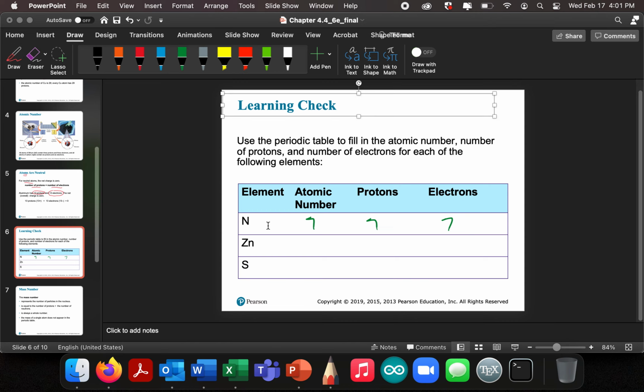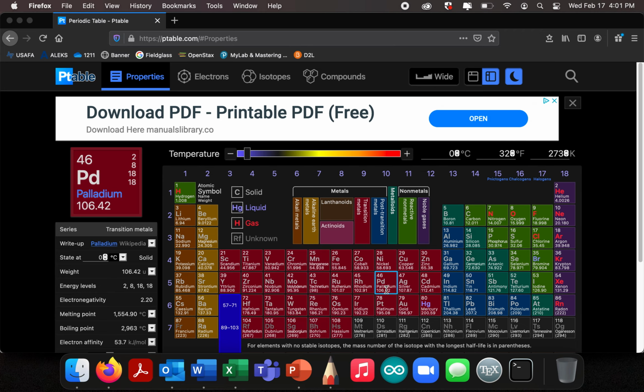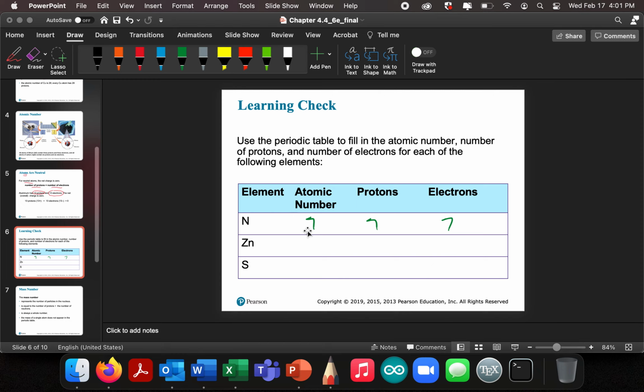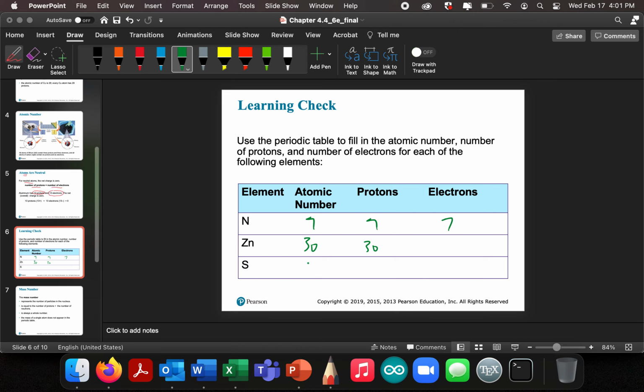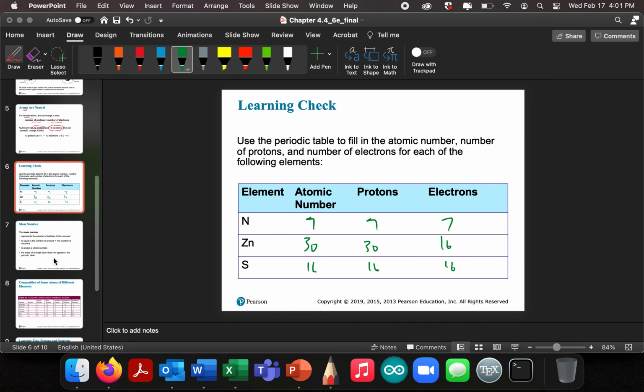The atomic number of zinc is right there, 30. And so it has 30 protons and 30 electrons. The atomic number of sulfur is 16, and so it has 16 protons and 16 electrons, because they're atoms. So hopefully that's easy.